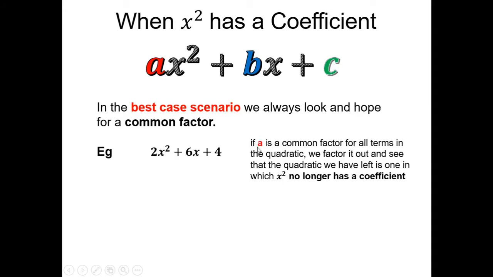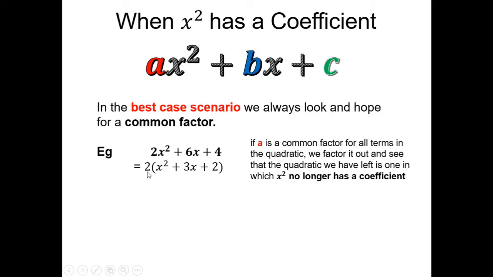So if a is a common factor for all terms in the quadratic, we factor it out and the quadratic that we have left is one for which x squared no longer has a coefficient. So if I factor out that 2, I'm left with this quadratic inside the brackets. This is year 10 work though, looking at an expression, saying they have a common factor and factoring out that common factor. 2 times x squared, that's how I got that. That makes it 2x squared. 2 times the 3x multiplies to make 6x. And 2 times the 2 multiplies to make 4. So you can see that this is equivalent to what's above.